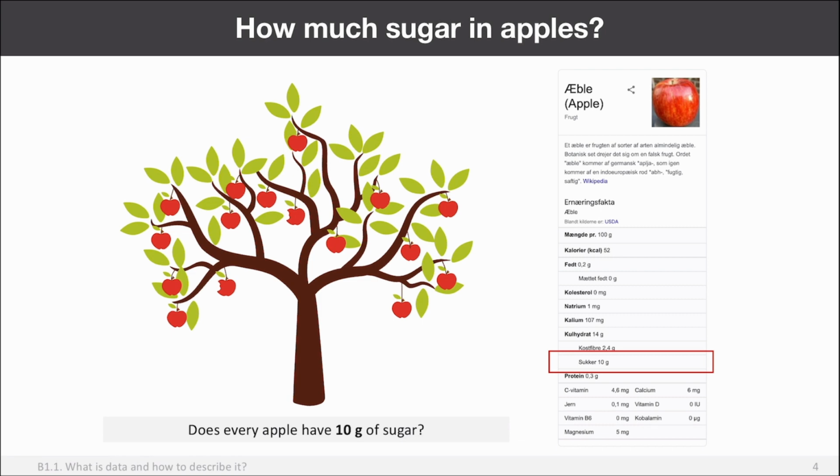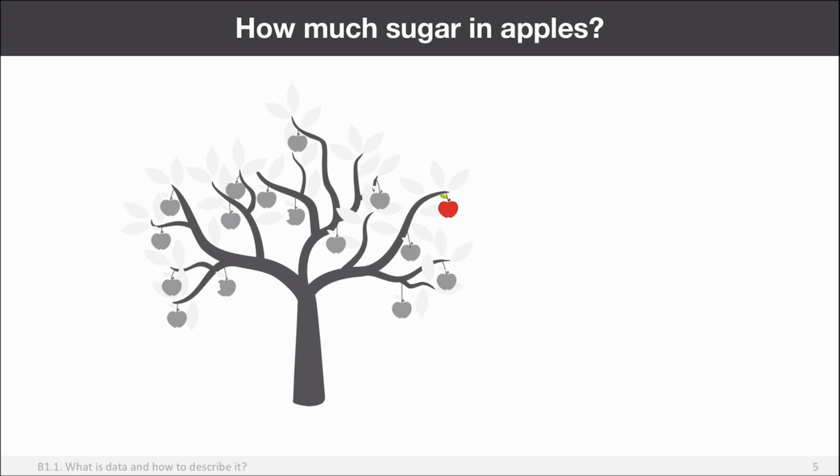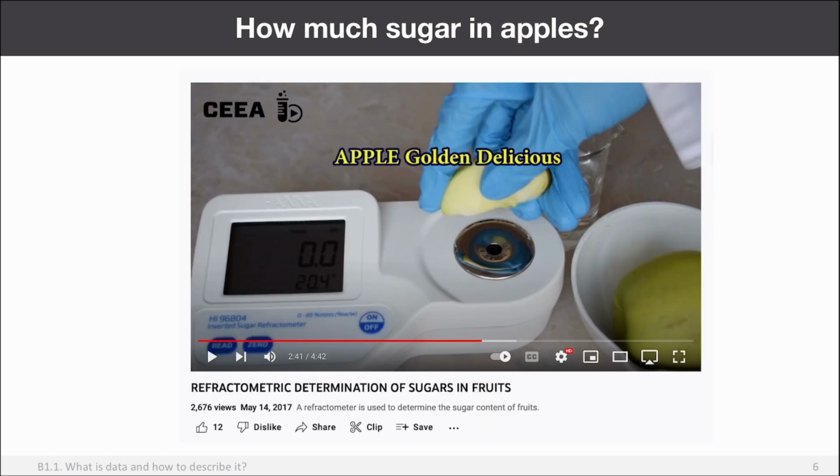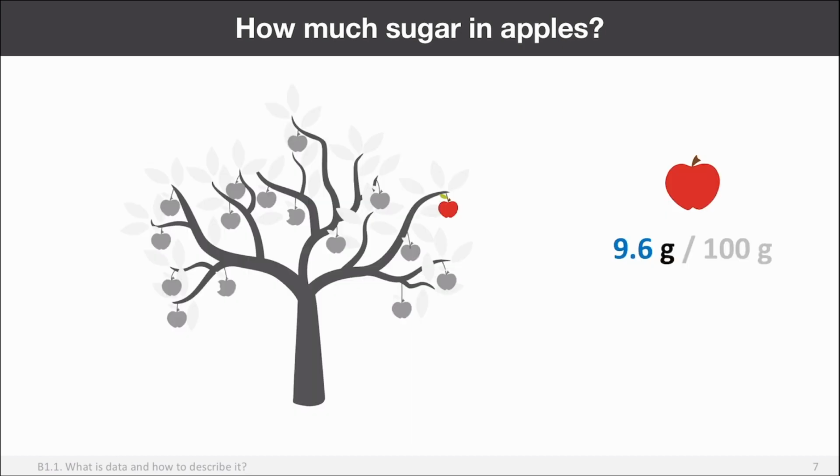Well, we can check it, right? So we can just take an apple and do some measurements. For example, we can measure the percent of soluble sugar, which can be measured using a device called a refractometer. This is how it looks. You can also watch a video on YouTube. The idea is just you squeeze juice from the apple into this little hole, and then it will tell you how much soluble sugar you have. And for example, if I do it for my apple that you see here, I will get a value which is 9.6 grams per 100 grams of apple.